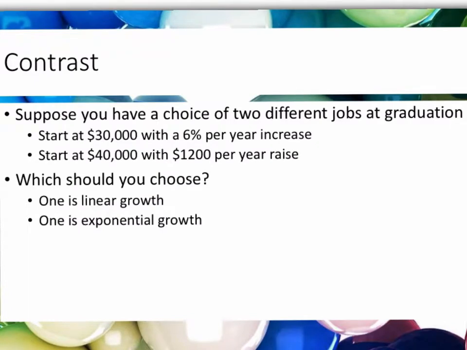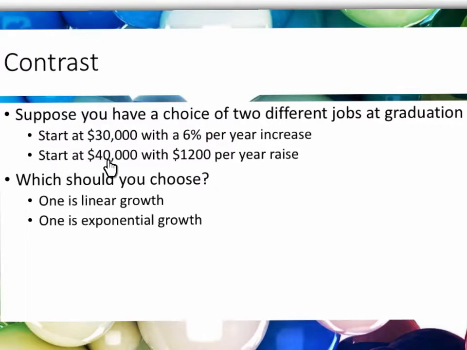Okay, let's continue our comparison of a linear function and an exponential function. Suppose you have a choice of two different jobs after graduation, not at graduation, but after graduation. One job is going to start you at $30,000 with a 6% per year increase. And we'll take a look at some examples of what the data looks like for this example. So $30,000 with a 6% year increase. That means that if this is my dollar amount that I'm making for 1 year, I will get 6% of that added onto this amount. And that's going to happen each year.